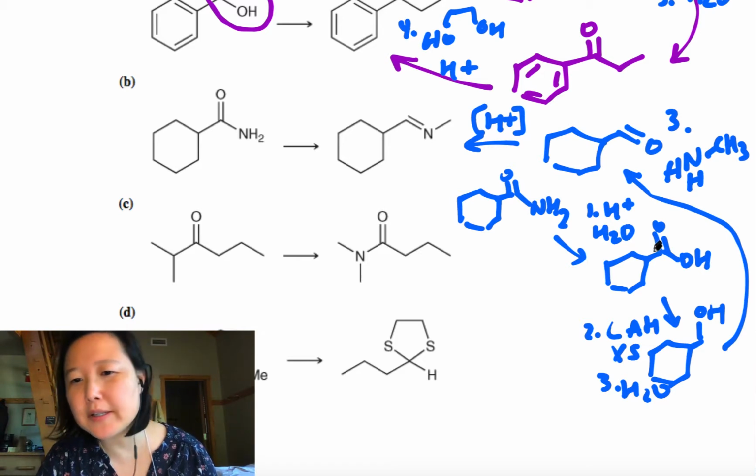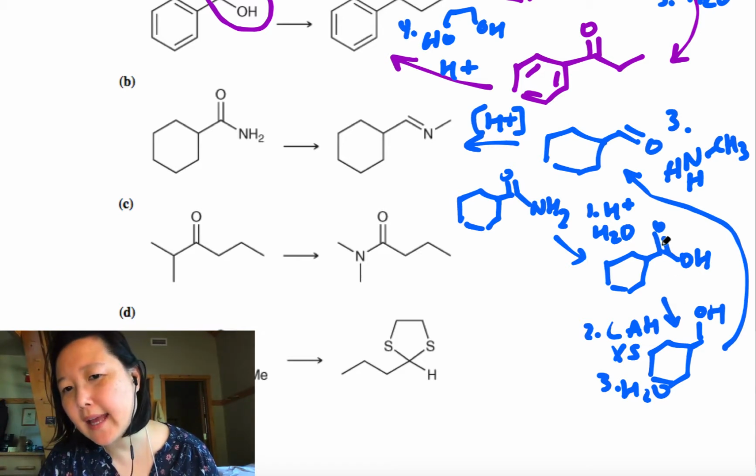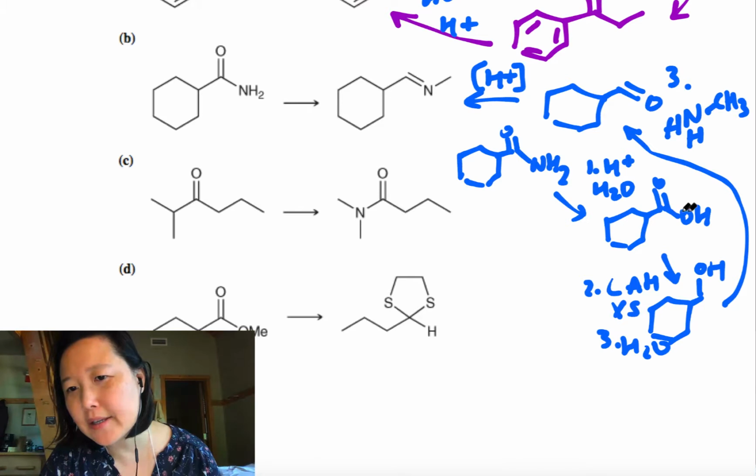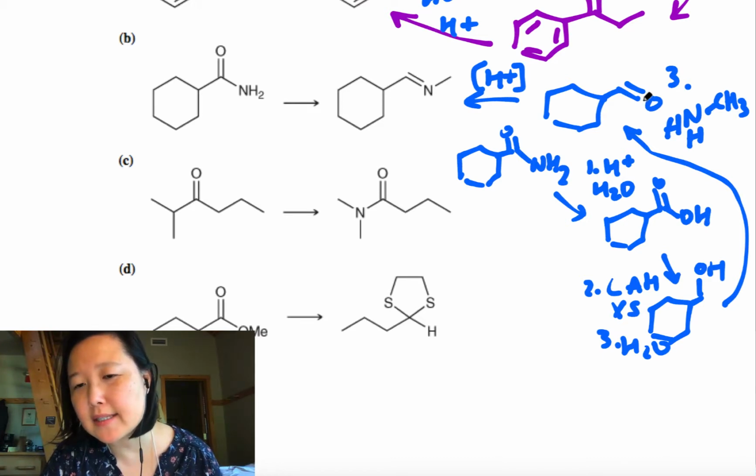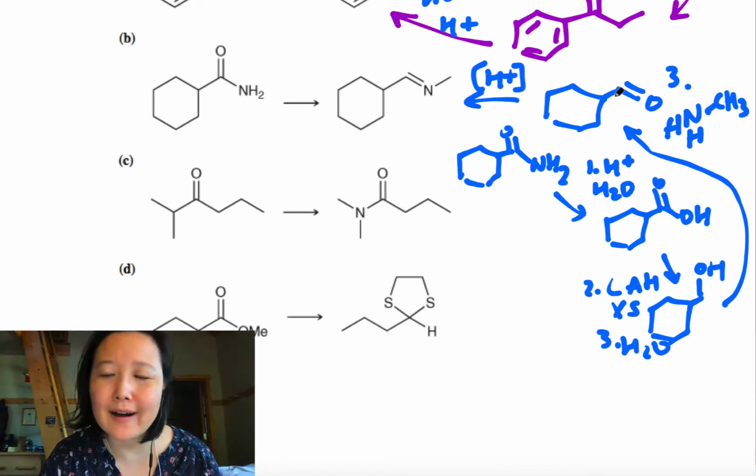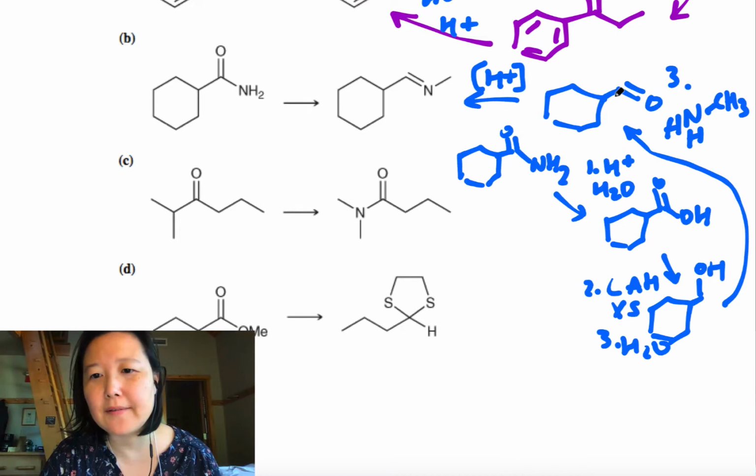Another thing you could do alternatively is make the acid halide. So you could use thionyl chloride, turn this into an acid halide, and then reduce it, maybe use a hydride reagent, but then this would reduce down to an alcohol, and then you'd have to oxidize it again anyway.